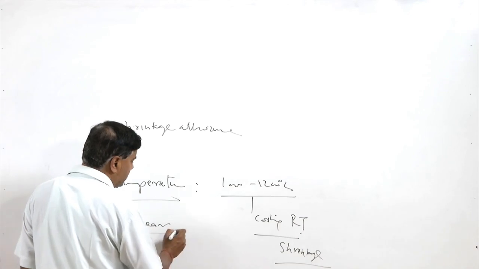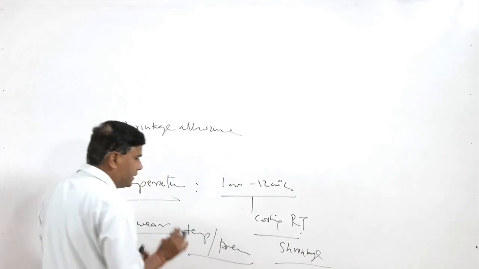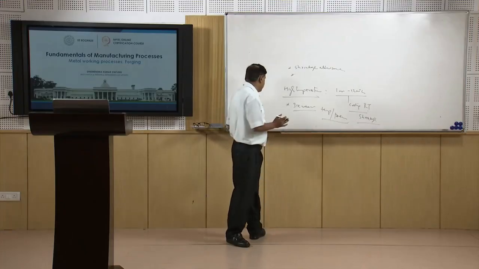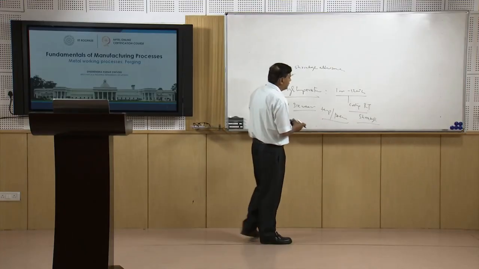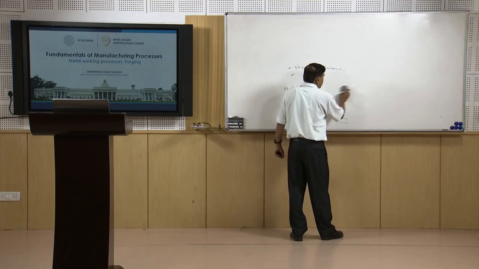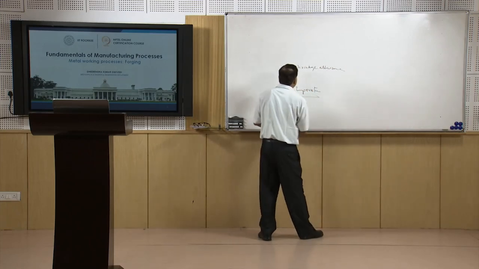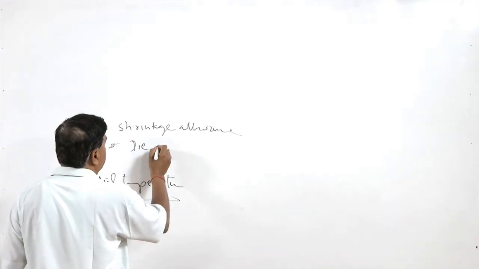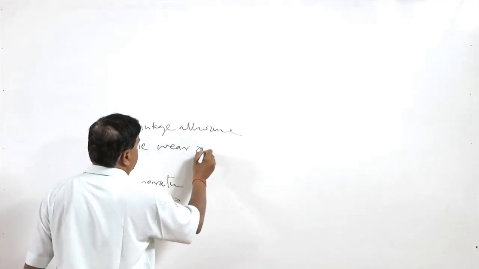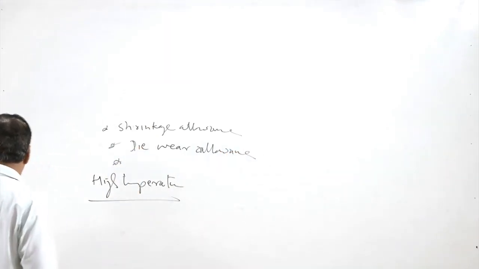The second aspect is the die wear allowance. We know that the dies have to work at high temperature and under high pressure conditions. So, the die surface wears out gradually, and when the die surface wears out, there will be an increase in the dimensions of the job. That is also taken care of in the die wear allowance. And then there is one more thing which is kept in mind, that is the finish allowance.